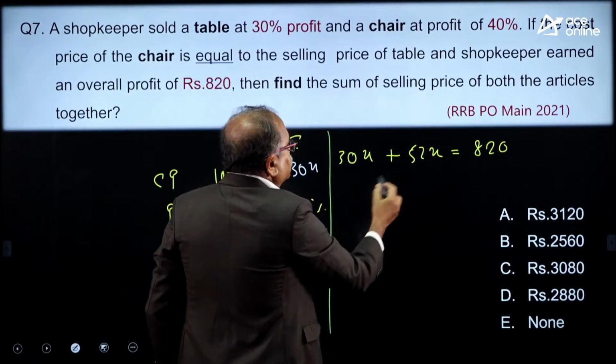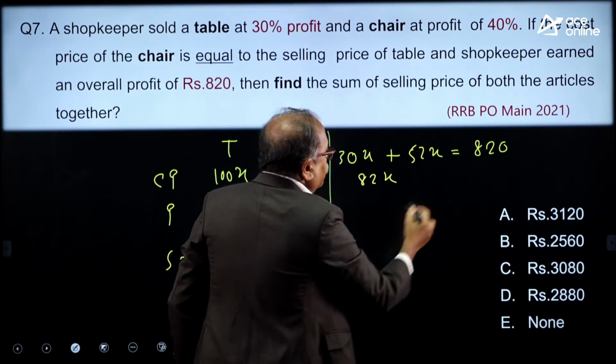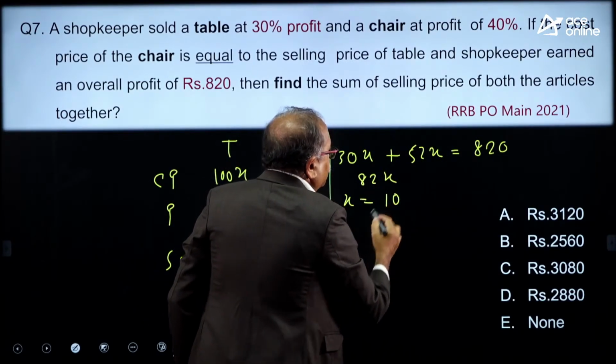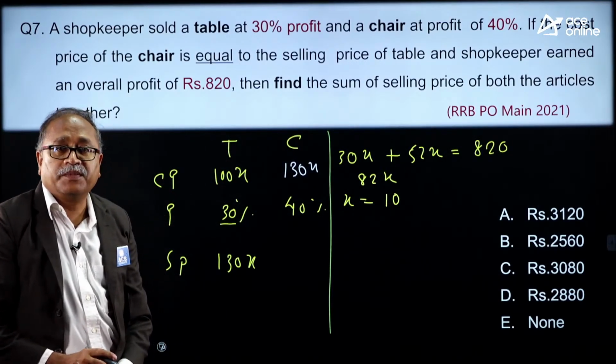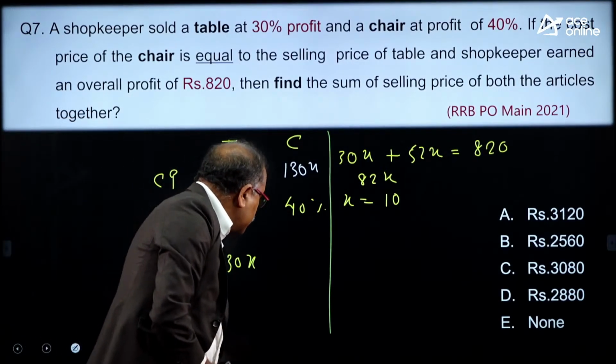That means how much is this? 82x is equal to 820, then x is equal to 10. We got that part? Now, I need to find out the total selling price.